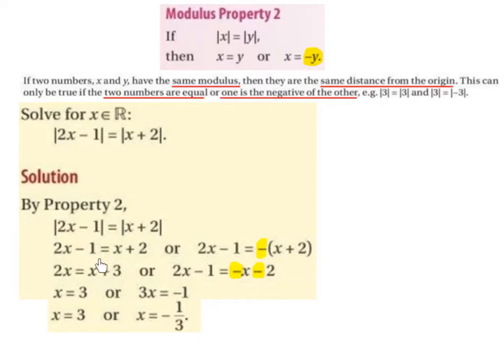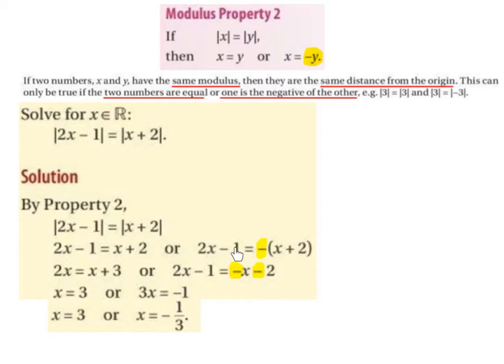So 2x minus 1 is equal to x plus 2 becomes 2x is equal to x plus 3, because minus 1 comes over the equal sign and becomes plus 1, and 2 plus 1 is 3. And then x comes over the equal sign and becomes minus x, so 2x minus x leaves us with x, so x is equal to 3.